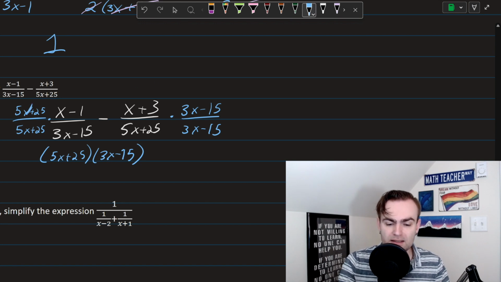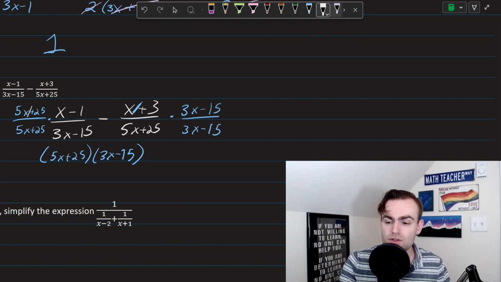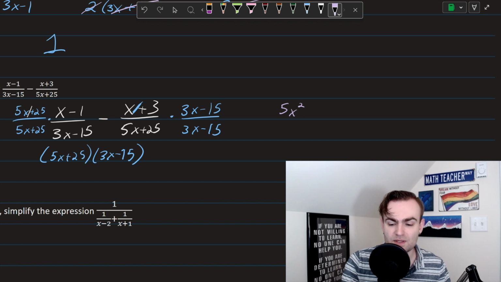I'm going to cut up each one, and that will help me distribute. I kind of really wrote over that. All right. So 5x times x is 5x squared. 5x times negative 1 is negative 5x. 25 times x is a positive 25x. And then 25 times negative 1 is negative 25.